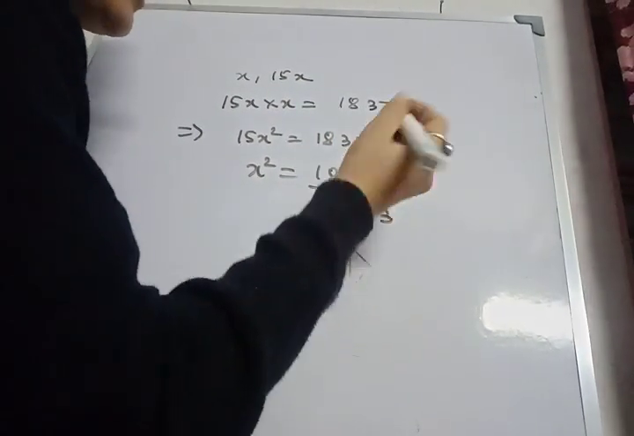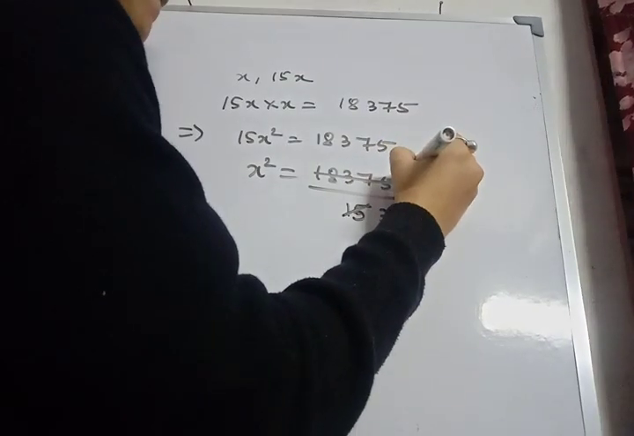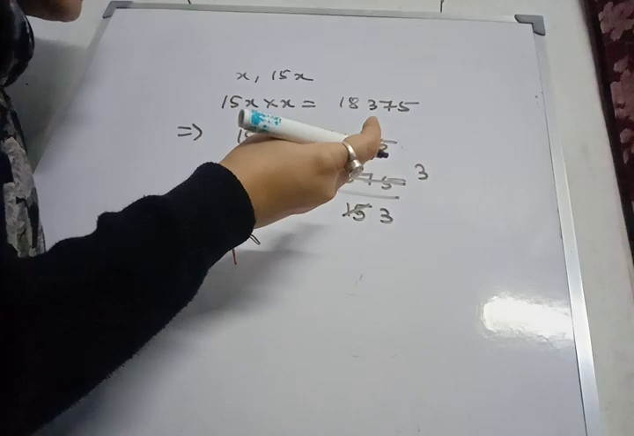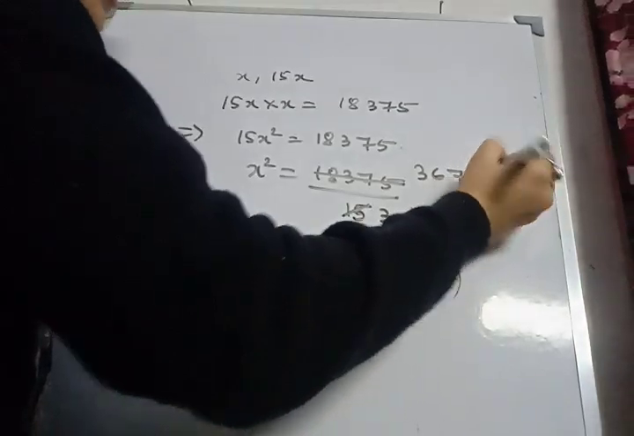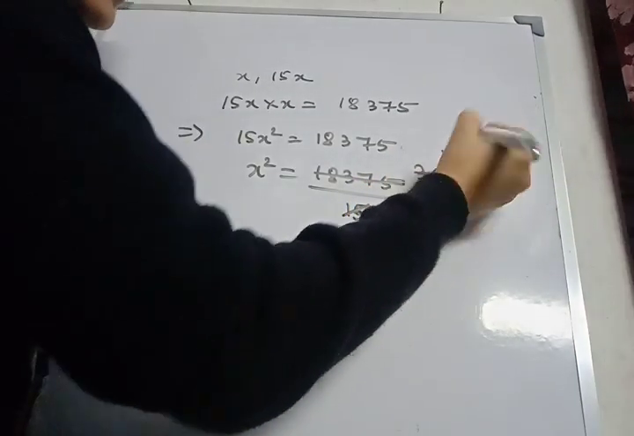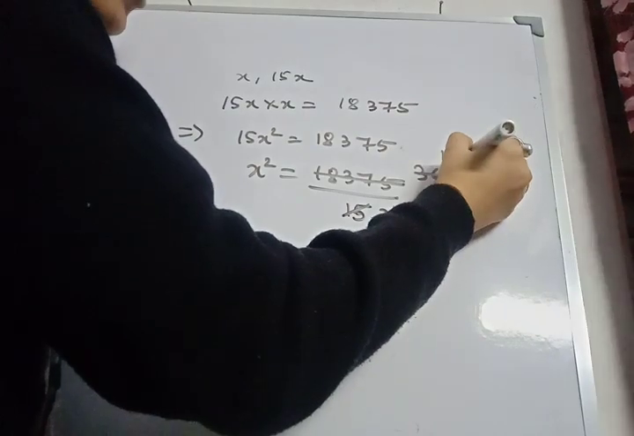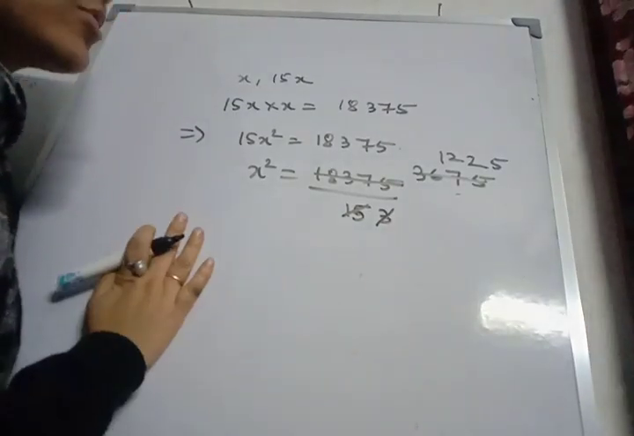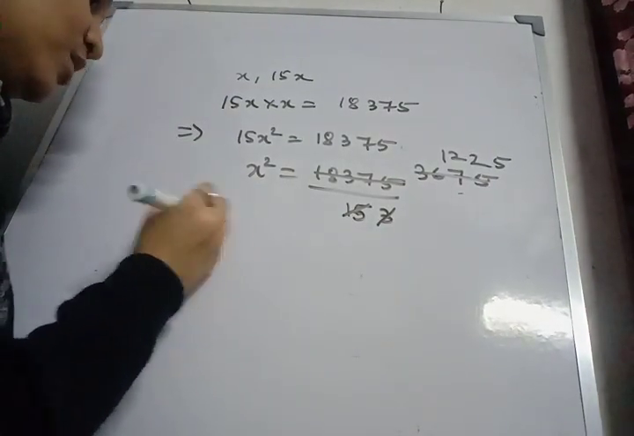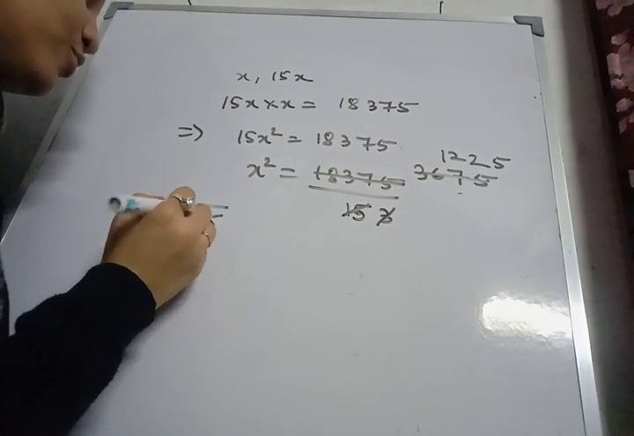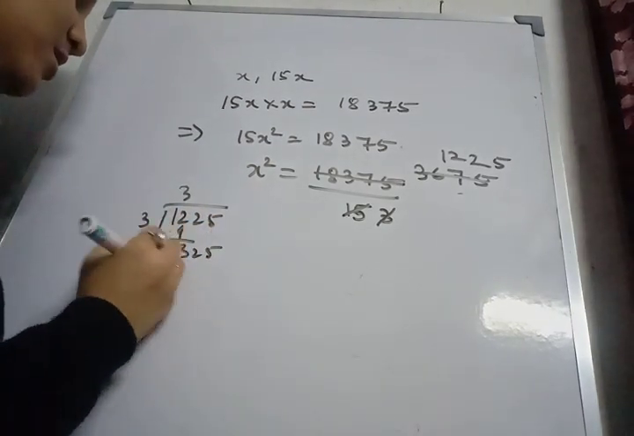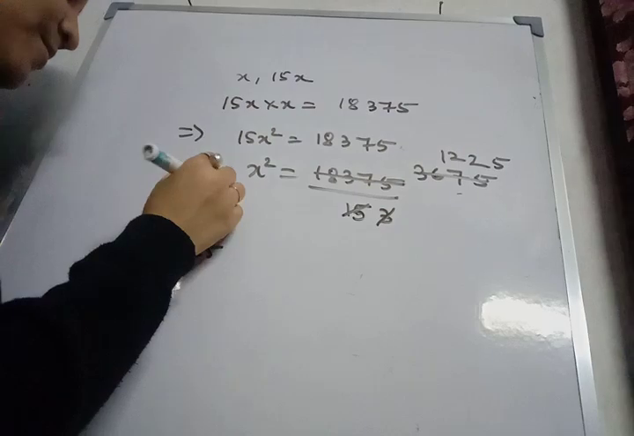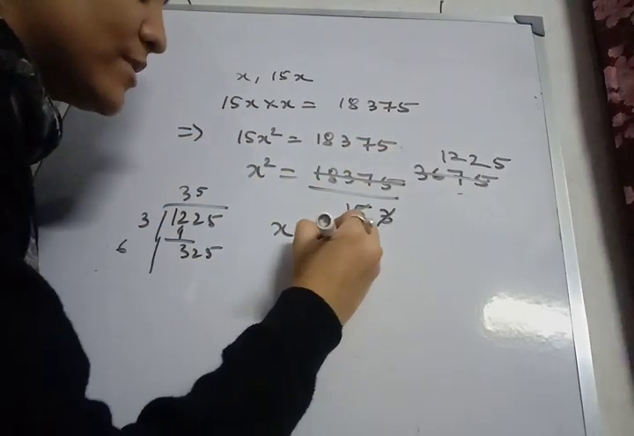So 5 3s are 15, 5 3s are 15 again. 5 6s are 30, 7s are 35, 5 5s are 20, 3 12s are 36, and 3 2s are 6. 3 5s are 15. Now we have to find out the square root of 1225. What's the square root? 325. 6 6s. So 65. So 35. Square root of 1225 is 35.